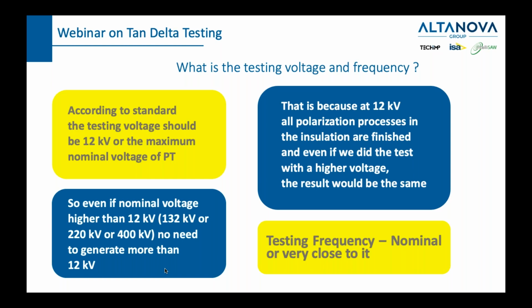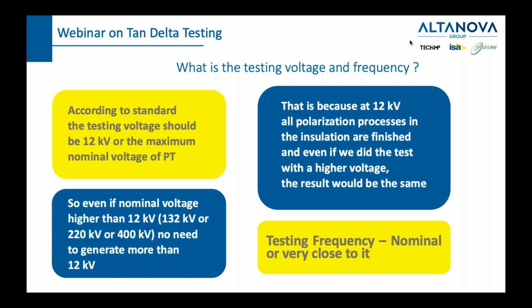So if you have 10 to 0.4, when you generate on the secondary side, you will never go more than 0.4 kilovolts. So 400 volts. So this needs to be also very clear. Frequency, which we use, is nominal frequency, 50 or 60 hertz.